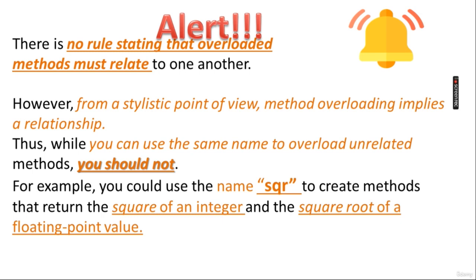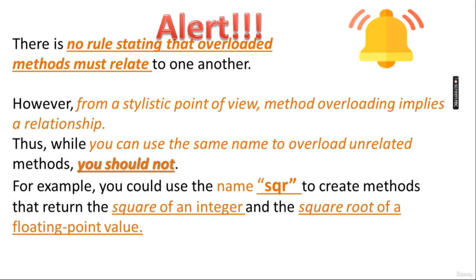But from a stylistic point of view, method overloading implies a relationship. Why? Because you can use the same name to overload unrelated methods. You should not, though you can use the same name. All unrelated methods, whatever you are processing, like adding, subtracting, multiplying, dividing, can have the same name, but you should not. Because if you provide the same name like add to all, you will not understand which method is actually adding, which method is actually subtracting, and so on.